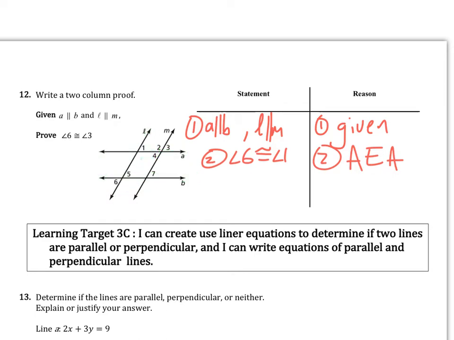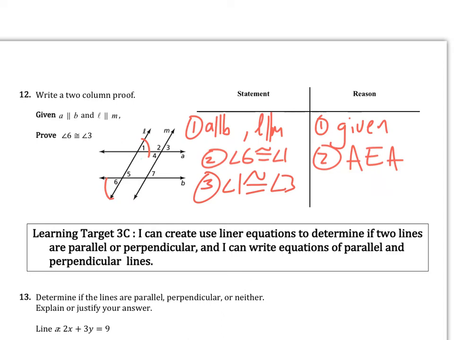Okay? So that gave us a connection from 6 to 1. We're trying to get from 6 to 3. We could go lots of ways. We could go from 1 to 4 using alternate interior angles, and then go 4 to 3 with vertical angles. That'd be cool. But we could go from 1 to 3 directly now. Might as well go direct. So angle 1 is congruent to angle 3, and that is corresponding angles. See those guys? 1 is right here, and 3 is right there.